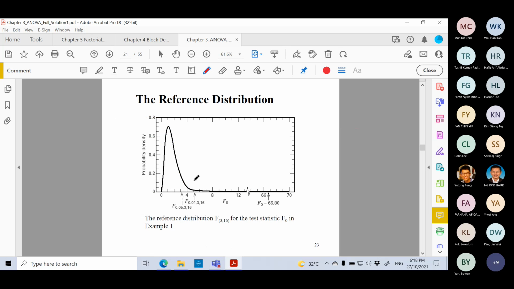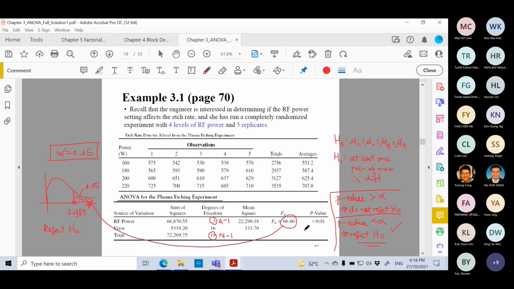Just now I mentioned the F distribution. The statistic will follow an F distribution. Then you refer to the critical value and compare it with your test statistic. Your calculated value is 66.8.